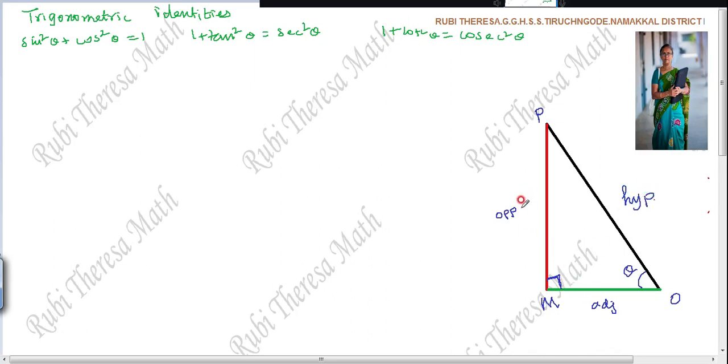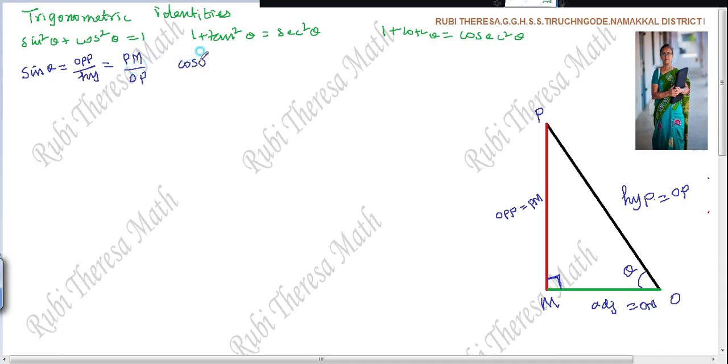So the opposite side is nothing but PM. Adjacent side equal to OM. This is PM and this is OM. Hypotenuse is OP. So sin theta equal to opposite by hypotenuse. What is opposite here? PM. PM by OP.